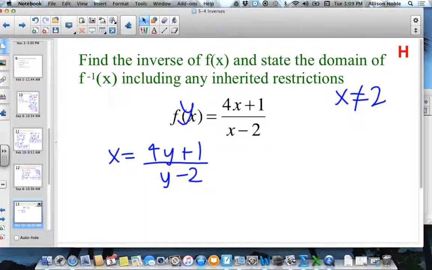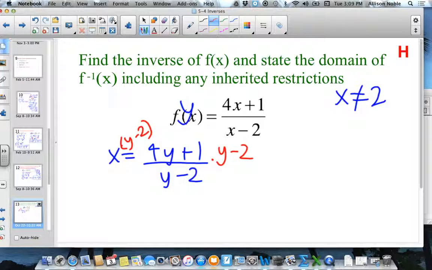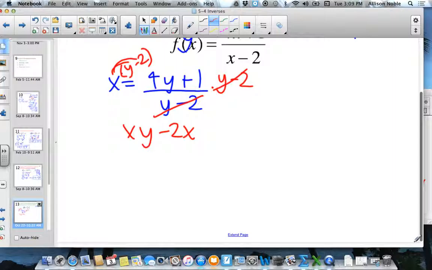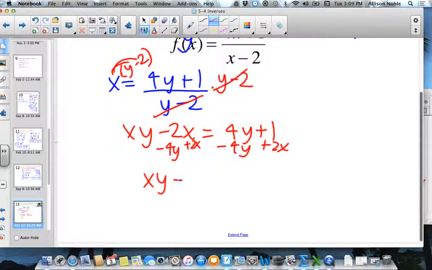And the common denominator between both sides is y minus 2. So I'm going to multiply both sides by y minus 2. And that will cancel on the right side. I would end up with xy minus 2x on the left side, and then 4y plus 1 on the right side. I then want to get all my y's on the same side, so I'd subtract 4y, and I'd add 2x to get rid of that. So I would be left with xy minus 4y equals 2x plus 1.